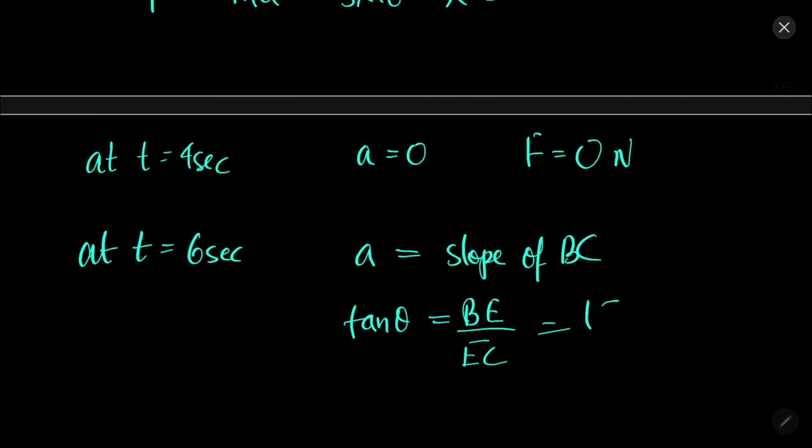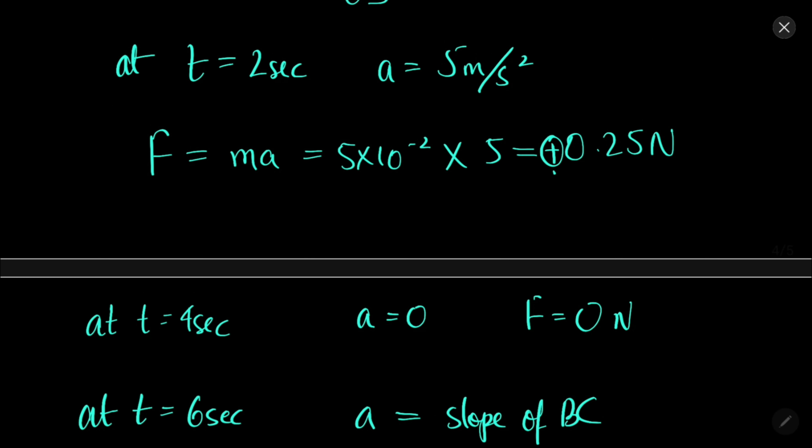So these are the various situations in which we have different forces. This minus sign indicates that the force is opposite to motion, and this plus sign indicates that the force is in the direction of motion.